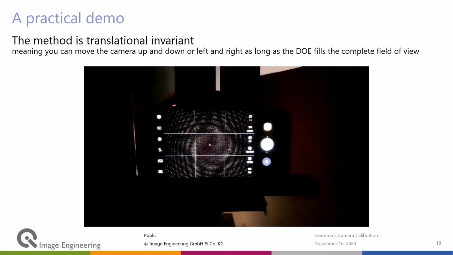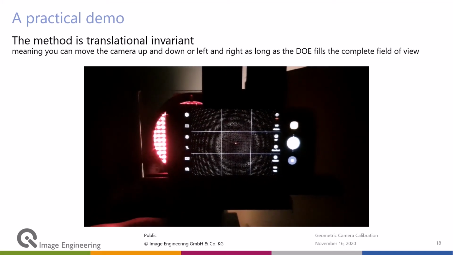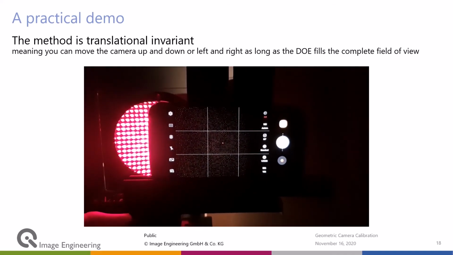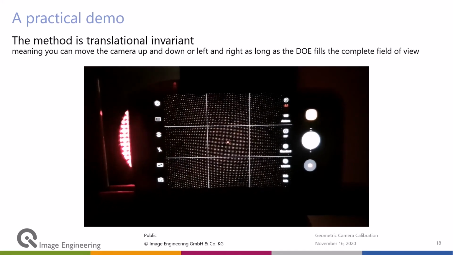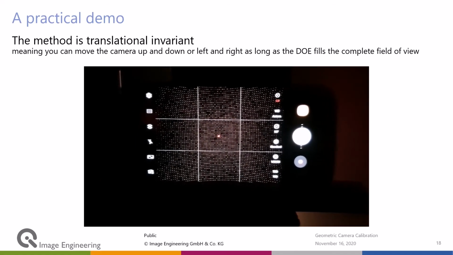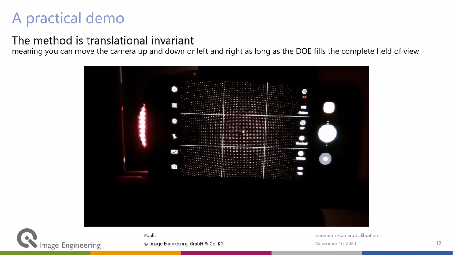And just to show you the invariance for translation, I have a little video that I can show. So here we have a cell phone mounted in front of the device, and we shift it left and right, and you see the whole thing does not change. It basically stays exactly the same. The only way it changes is when you are outside of the diffractive optical element, so when the diffractive optical element does not fill the whole field of view of the camera anymore.